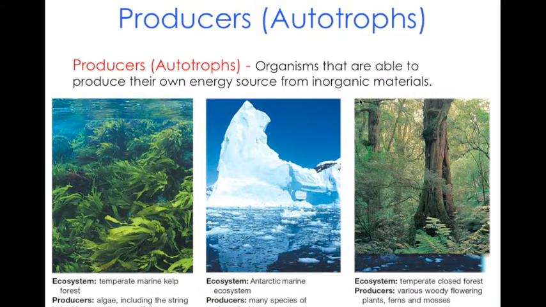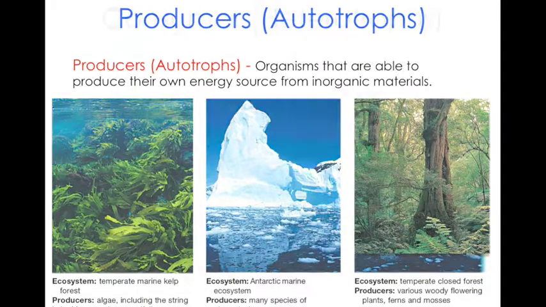The third one is probably something that we're a bit more familiar with, a temperate closed forest. We have a lot of that here in Victoria because Victoria is in a temperate region. The producers here are your woody flowering plants, the ferns and the mosses that establish themselves in these forests. So you can see different environments, but all of them have something in common in order to be a thriving ecosystem, and that is a large base or community of producers.